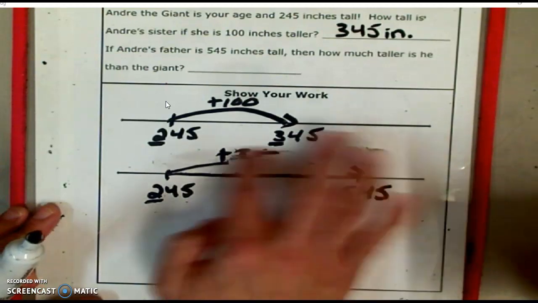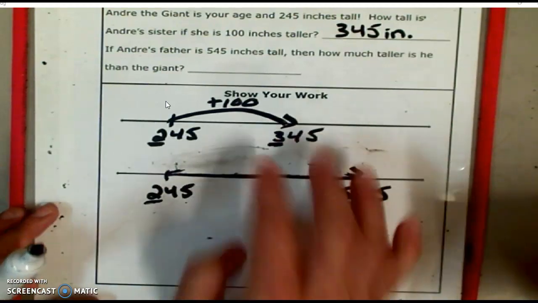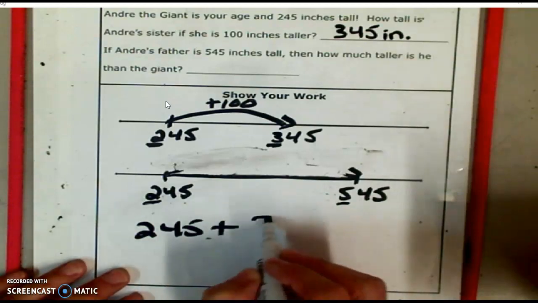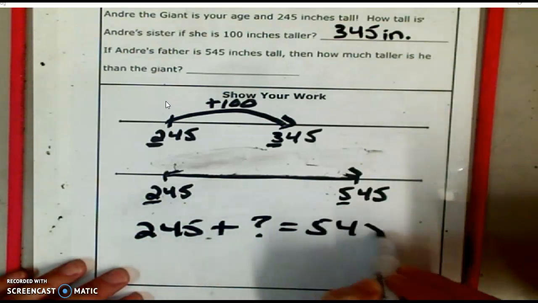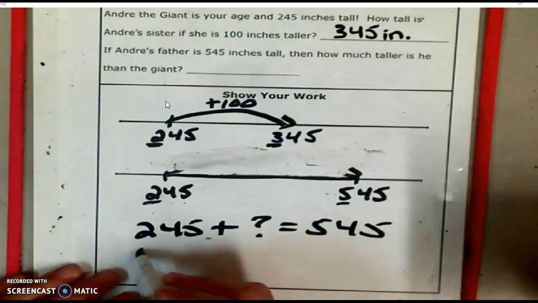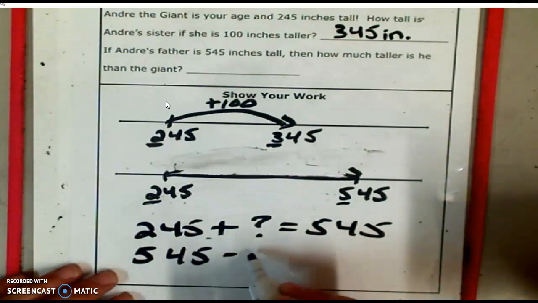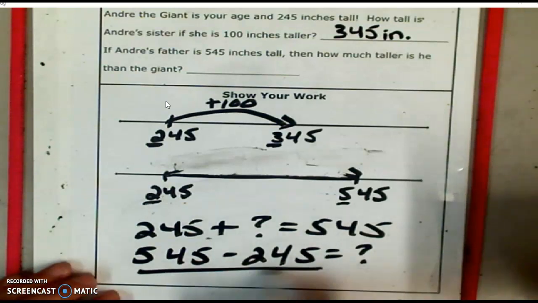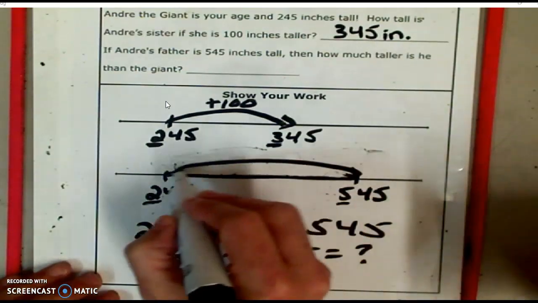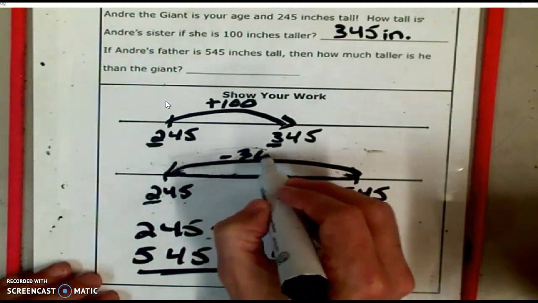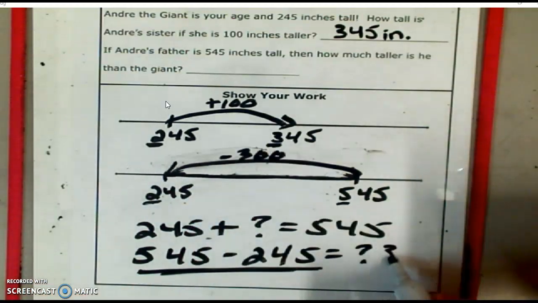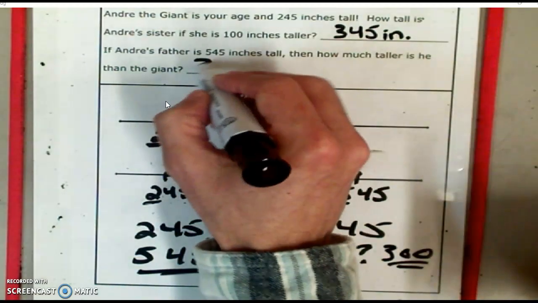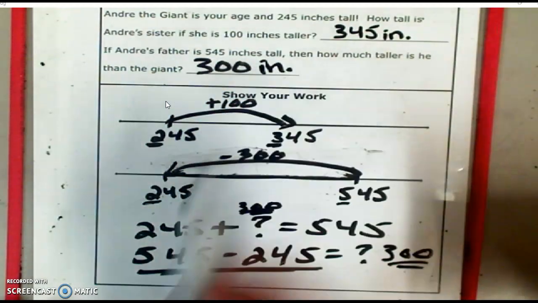Or we could have thought of it as a subtraction problem. So in this situation, we thought of it as 245 plus what equals 545. Or we could have thought of it as 545 minus 245 equals what? So in here, we're thinking of the difference. So we could jump back 300 and see that the difference is 300. Okay, in either situation, the answer is 300. So our answer is 300 inches.